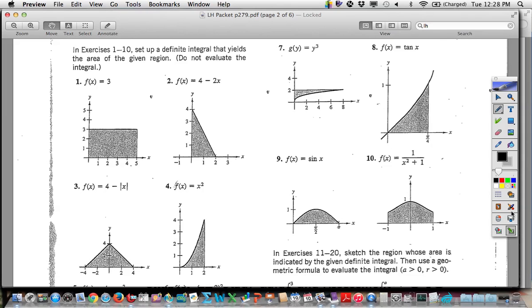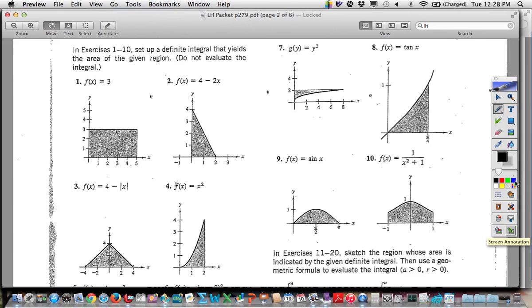So this first part was really just setting up the integral. And some of you even asked me, really, is this all I had to do? I mean, for example, in this first one, it's literally, that's it. Integral of 3 dx from 0 to 5.